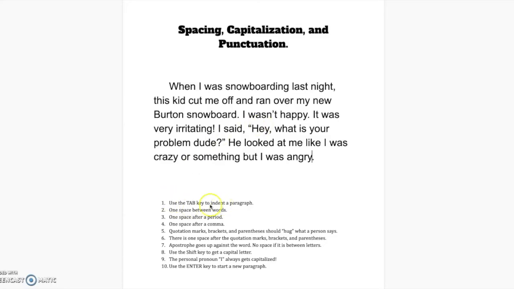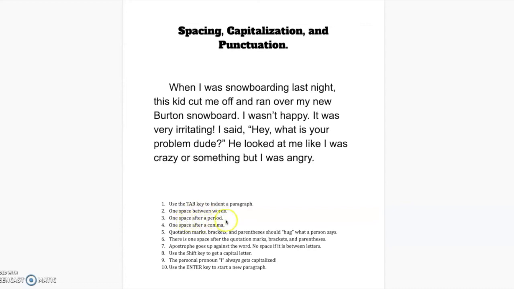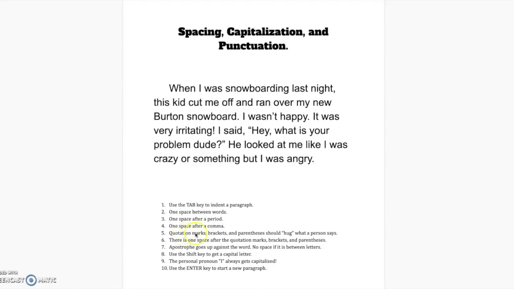1. Always use the Tab key to indent a paragraph. There's 1 space between words. There's 1 space after a period, no space before a period. 1 space after a comma, no spaces before a comma. Quotation marks, brackets, and parentheses should hug what a person is saying. They should go right up against holding it inside. There is 1 space after the quotation marks, brackets, or parentheses.